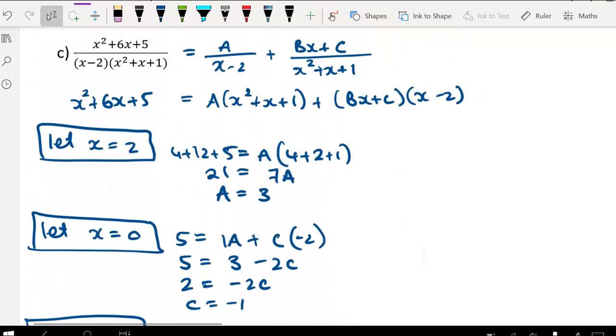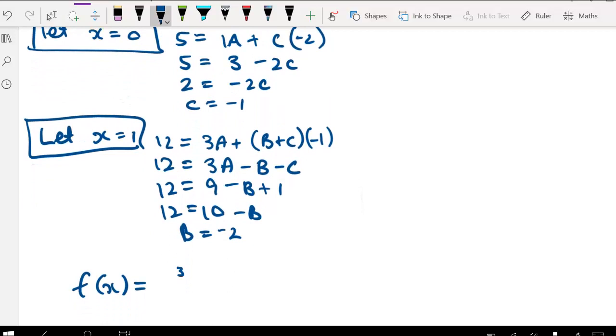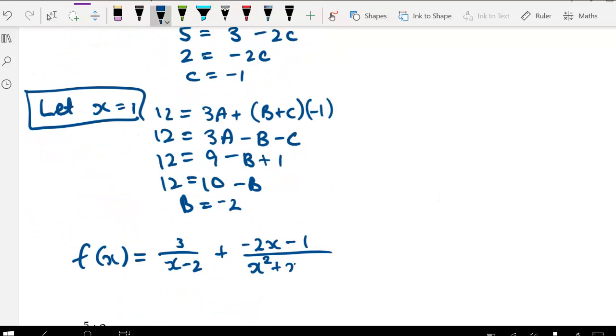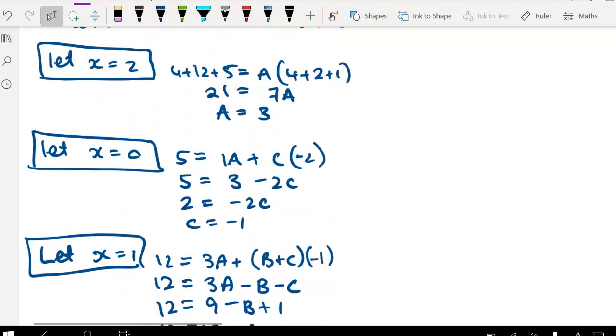If we go back up to the top, we've got a over x take 2. So the original function is equal to a over x take 2, which is 3 over x take 2, and bx plus c, so -2x take c over x squared plus x plus 1. And there we have it, simplified down into partial fractions.